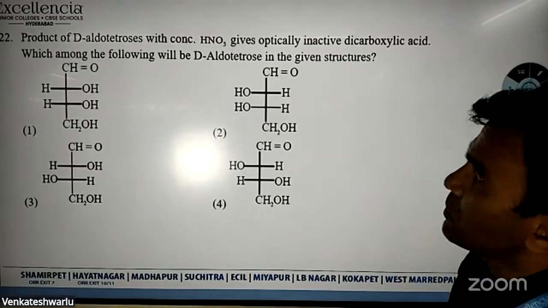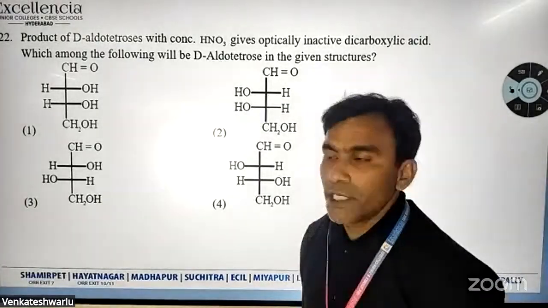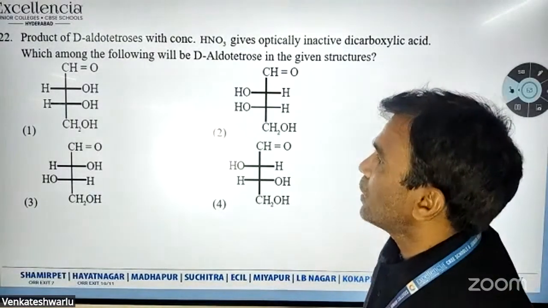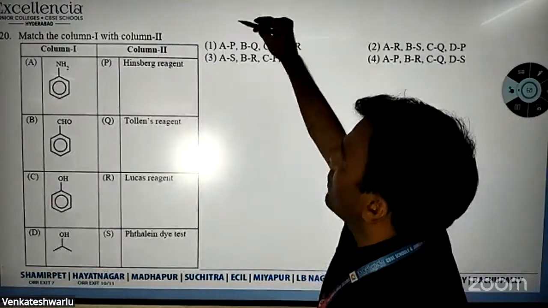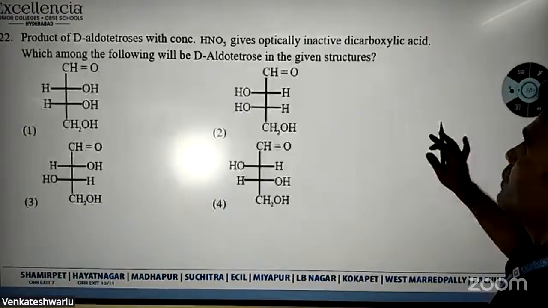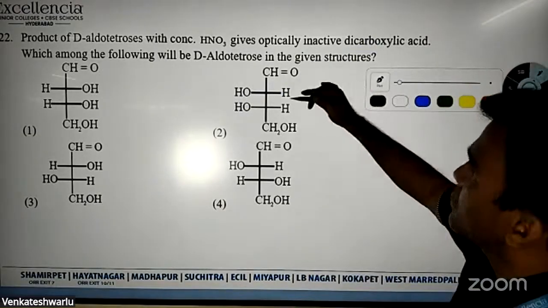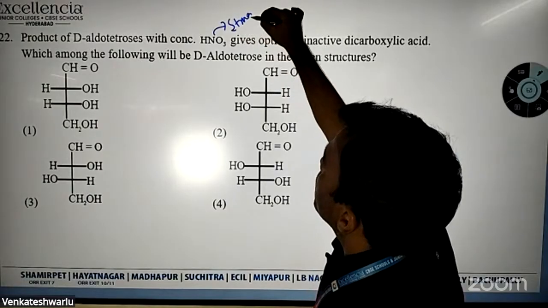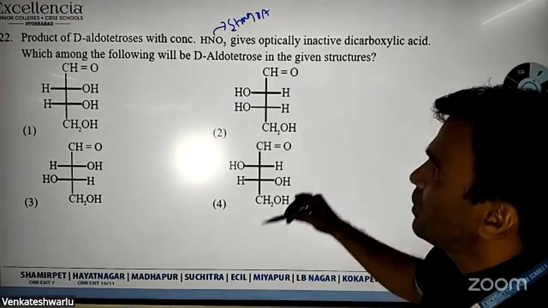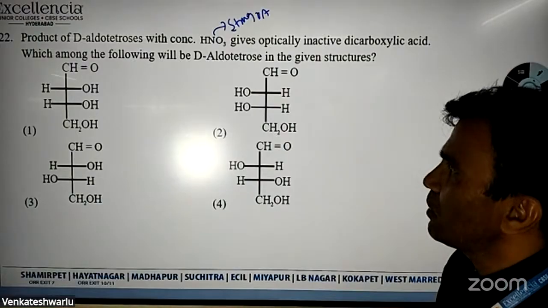Next question. Very simple question. Aldotetrose means 4 carbons. Everywhere 4 carbons are there. Now concentrated HNO3 is a strong oxidizing agent here. So therefore, the aldehyde becomes acid and the primary alcohol also becomes acid.